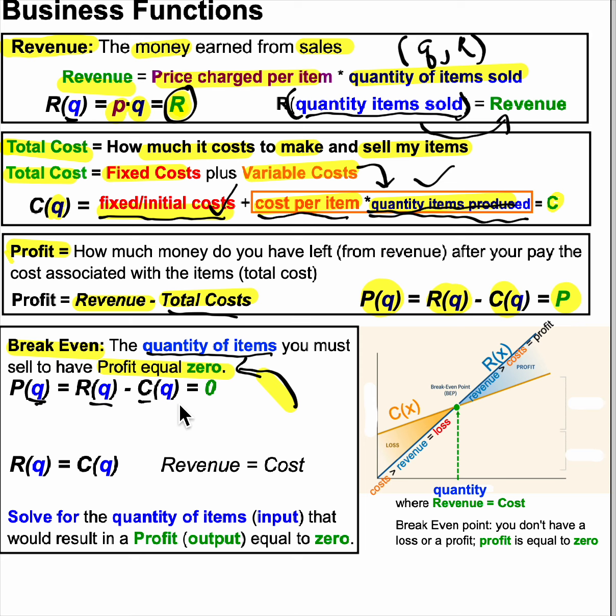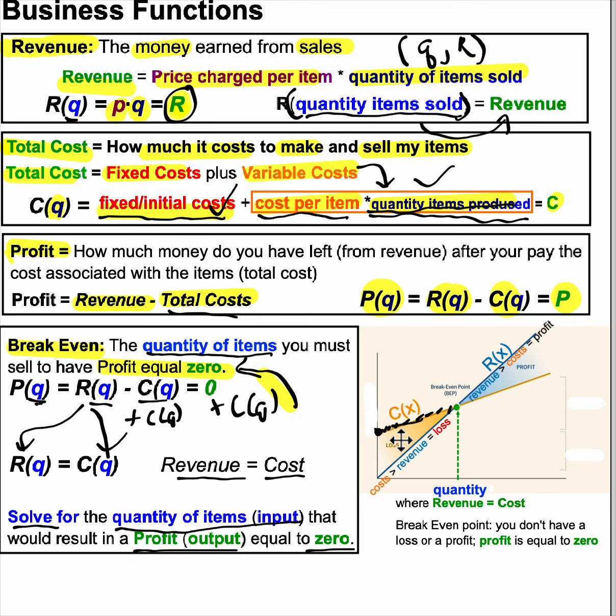I have revenue minus cost has to equal 0. So if I add the cost function to both sides, that gives me revenue is equal to cost. That's another way I can look at it. And so what I want to do is solve for the quantity of items, which is my input, that result in a profit, or an output, of 0. Over here, graphically, I have the cost function. I have an initial cost, let's say $100, and then for each additional cupcake I make and sell, my costs go up. And then I have my revenue function here.